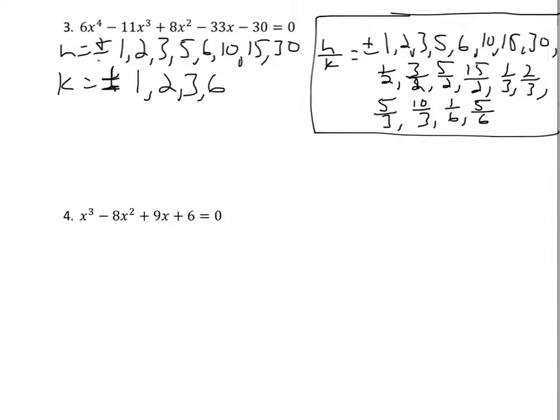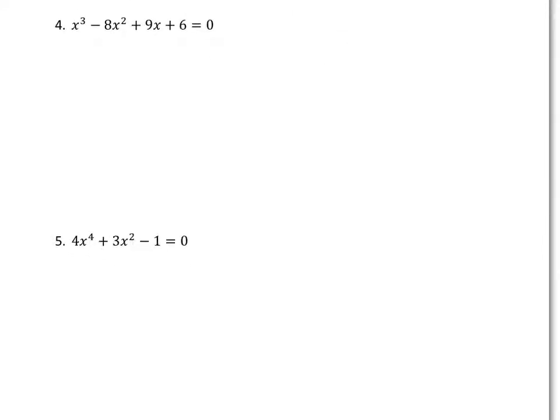All right, so number 4. Okay, we've got similar setup. This one's once again easier because you have much less to work with. Okay, so the possibilities for h are plus or minus 1, 2, 3, and 6. And for k, it's just plus or minus 1. Okay, so h over k is right here. So there's only 8 possibilities, so we could go right into figuring out what that's going to be.